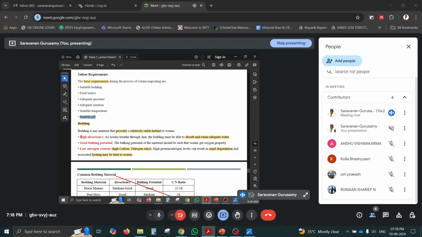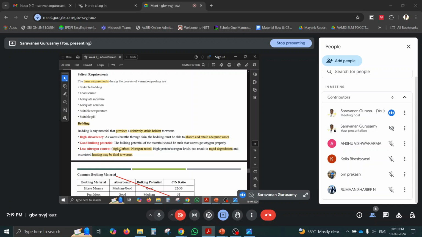The bed should have high absorbency, good bulking potential, and low nitrogen content. If high nitrogen is there, ammonia will be liberated, and it will create rapid degradation, because high nitrogen means high carbon will also be consumed. What will happen? Earthworms will survive only up to a maximum of 40 degrees Celsius. But if high degradation is happening, then the active decomposition phase will go up to 70 or 80 degrees. All the earthworms will die. So it will create a fatal environment for the worms.